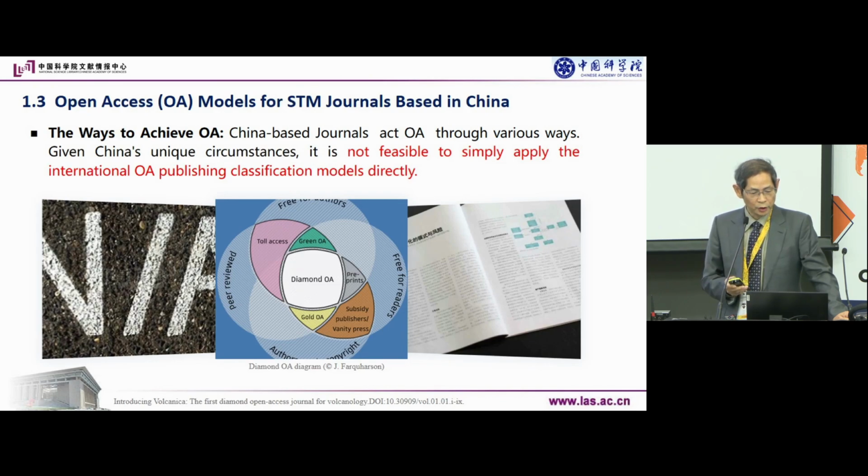In China STM journals, we have different ways, because China's administration is not very feasible for applying open journal models. We cannot sort out some kinds of OA models for China. So I have opinions about that.